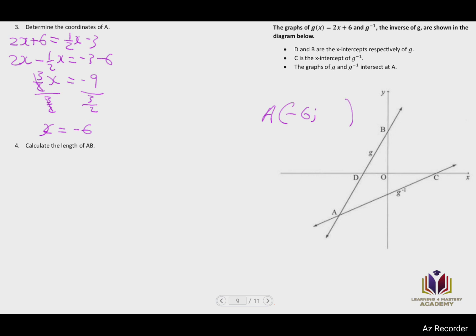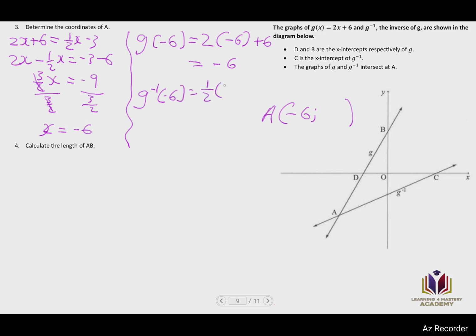We just have to figure out the y coordinate. How do we figure out the y coordinate? We take the x coordinate, we substitute it into any one of the two equations, either the g of x or the inverse. Okay, so we're going to start with the g of x. I'm going to say g of negative 6 equals 2 open bracket negative 6 plus 6. This is going to give us negative 6, right? If you want, you can also use the inverse. It's going to give you the same answer.